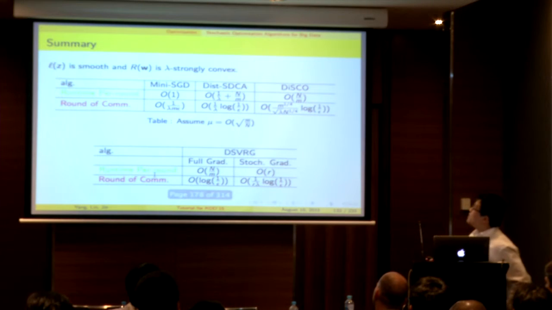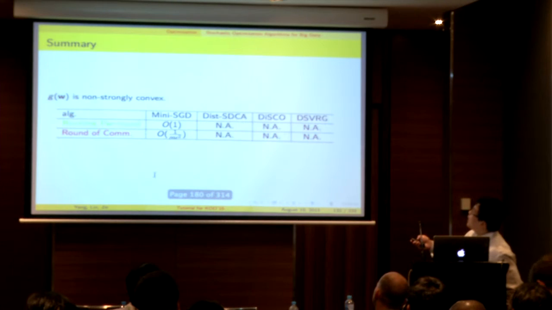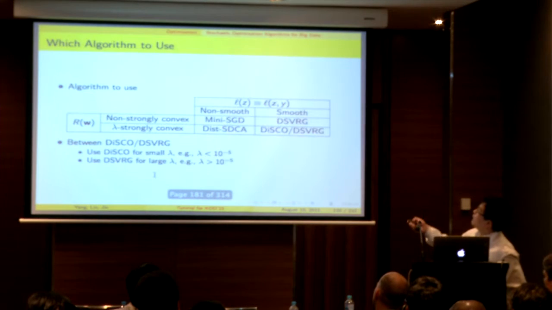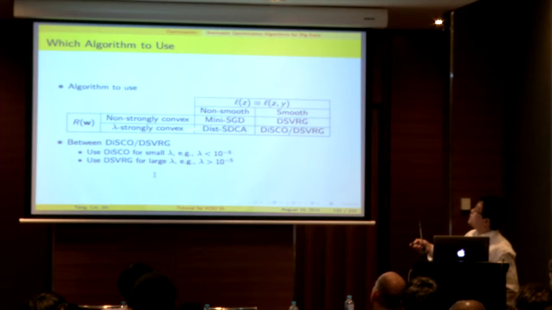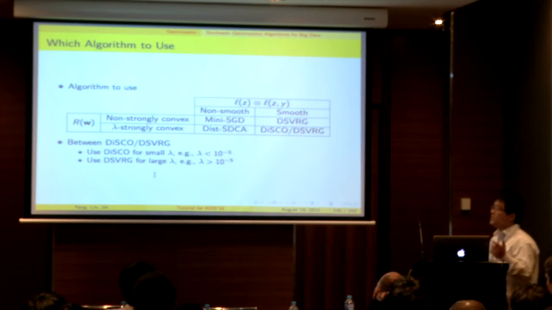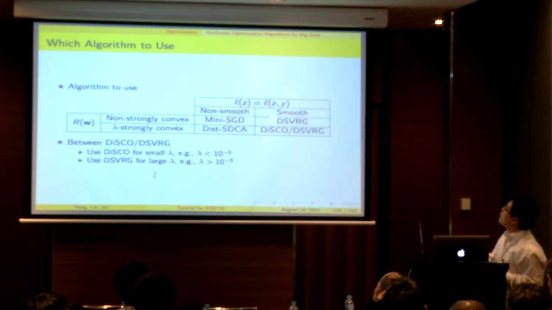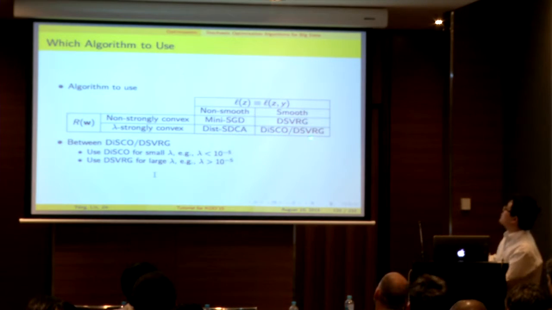So let me summarize the results here. We have different algorithms to handle different situations. If your problem is non-smooth and non-strongly convex, unfortunately, this is the worst case, as I said. You don't have any good properties, then you have to use mini-batch SGD. If the problem is smooth but non-strongly convex, you can use DSVRG. If the problem is strongly convex and non-smooth, use distributed SDCA. And if you have both properties, you can use either DiSCO, the second order method, or DSVRG.